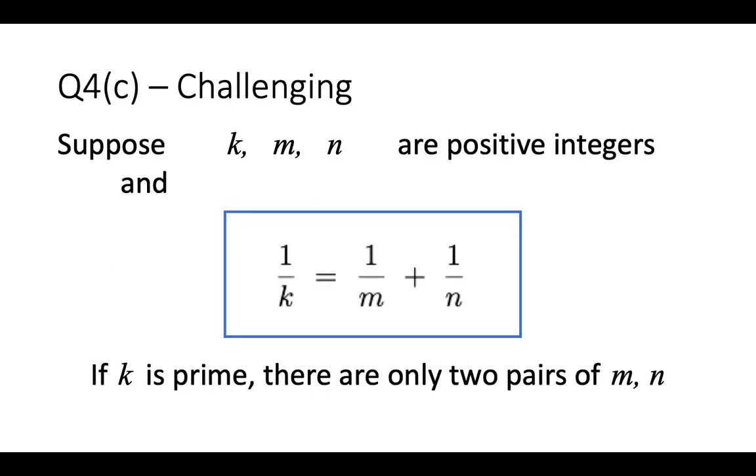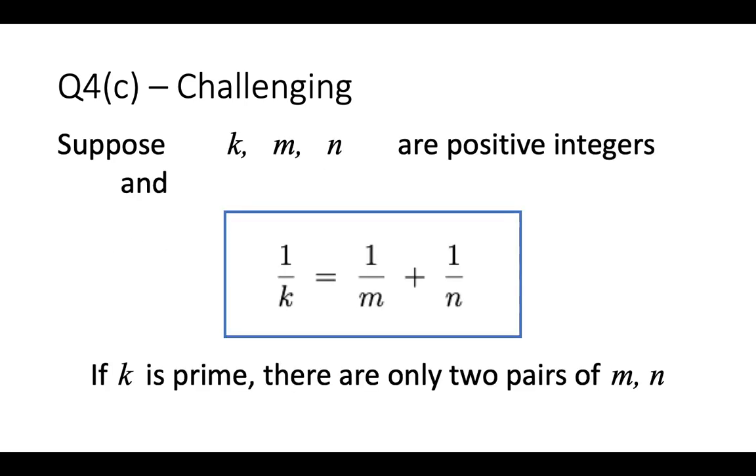Now the tricky question here is this one, question 4c. So here we want to say that if k is a prime number, then there are only two pairs of m, n. So the previous case that we found, they are all the possible pairs of m, n when k is a prime number. So how can we show this? We can show this by somehow a direct proof.